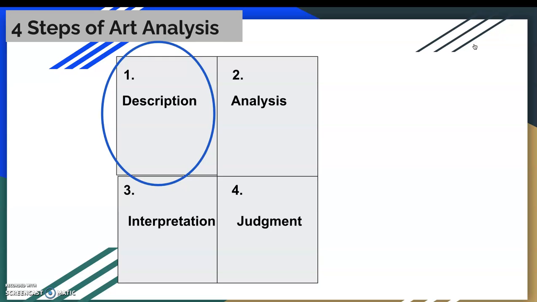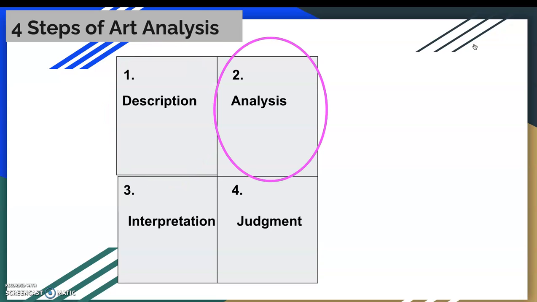It's objective. You're just describing what you see in the artwork, whether it's 2D, 3D, or a photograph, or whatever type of artwork it is. You're just describing what you see, and you're giving information that's been provided about the artwork.